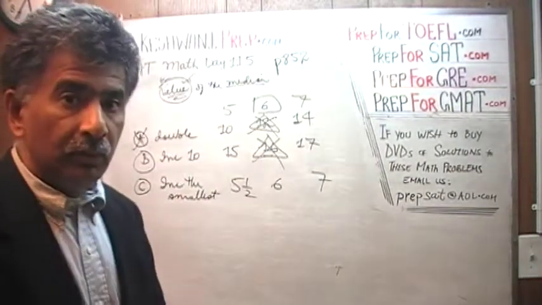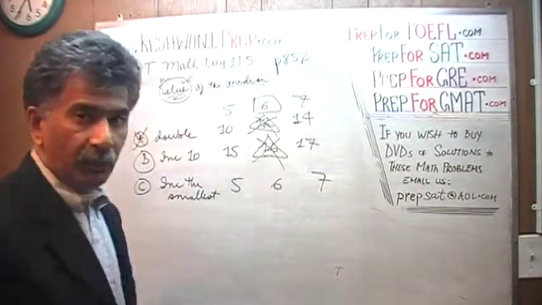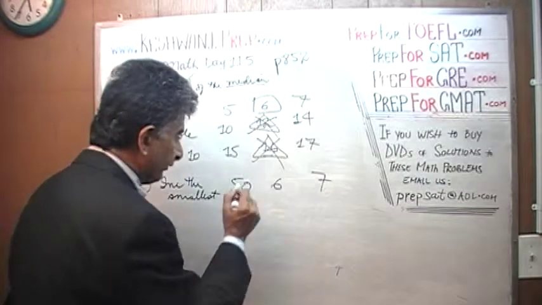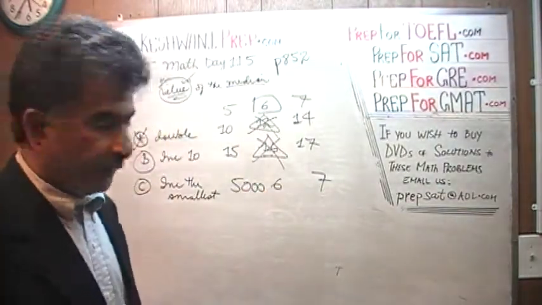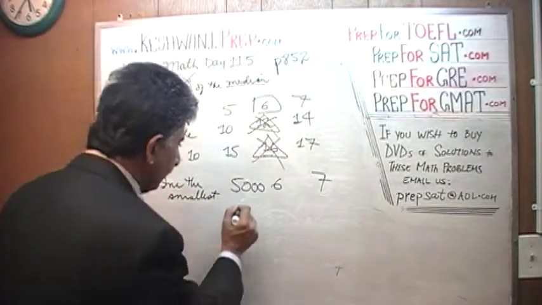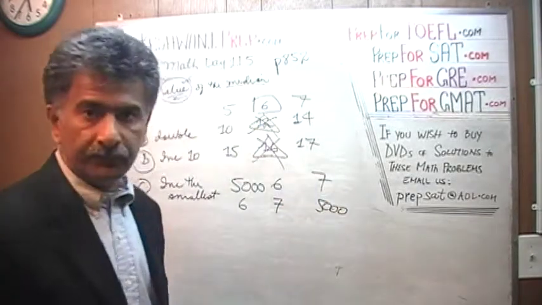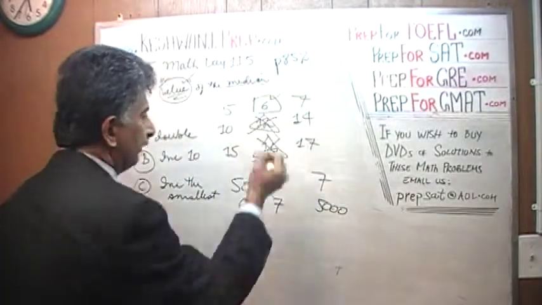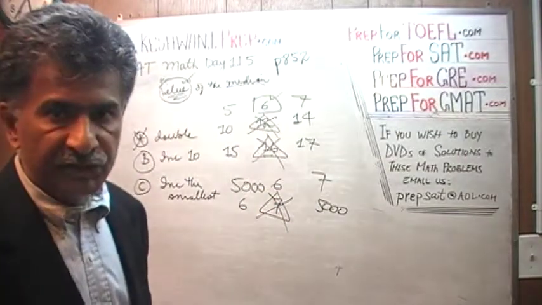You have to be brave. You have to think outside the box. Ask yourself, what happens if this 5 all of a sudden becomes 50 or 500 or 5,000? Now, in order to find the median, we have to put them in order. The smallest one is 6, then comes 7, then comes 5,000. The median was 6 to begin with, now it is 7. The value of the median has changed. That's no good.